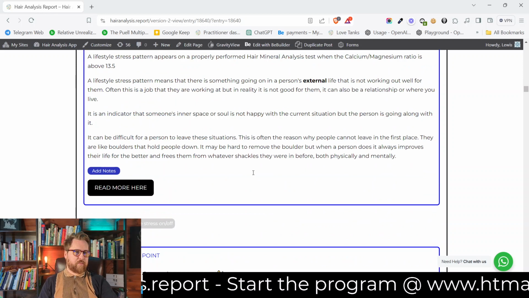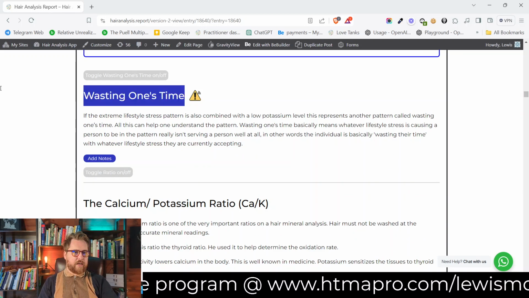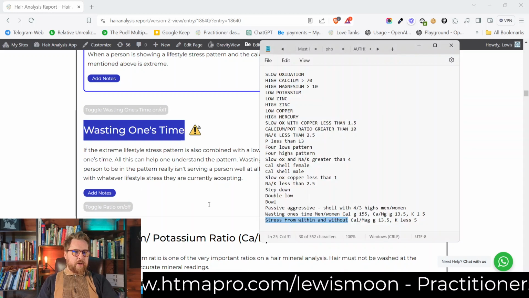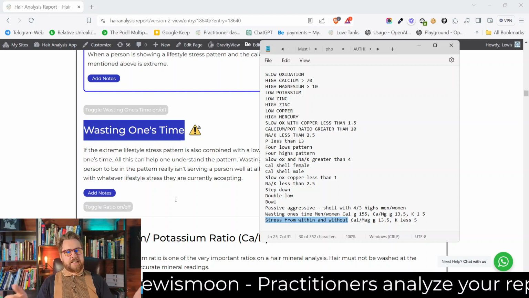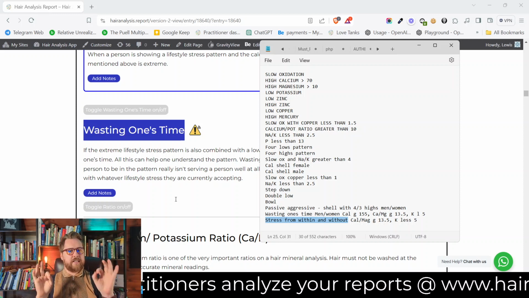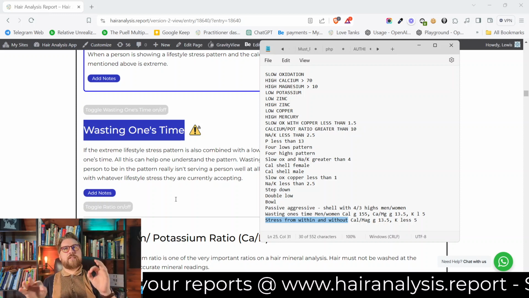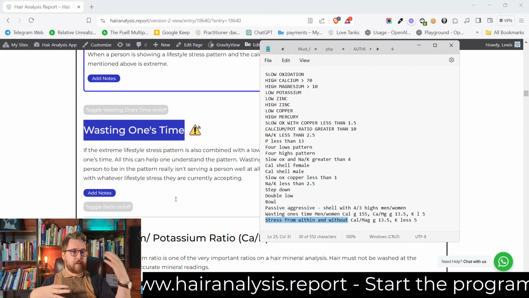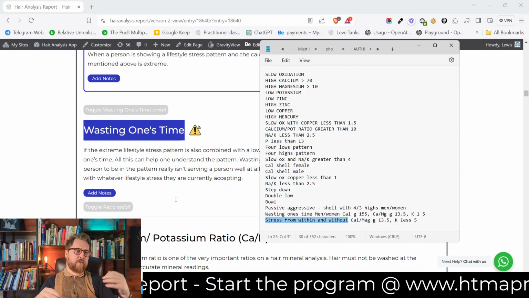So this particular test, we've got a lifestyle stress pattern, an extreme lifestyle stress pattern, and a wasting one's time pattern. So that's basically it. These are copper toxicity indicators. Is it absolute proof that the individual is suffering from copper toxicity? No, it's not. However, the only way to get absolute proof is to do something like a liver biopsy test, which is impossible. Sometimes copper is stored in the brain, unavailable, or in the kidneys.